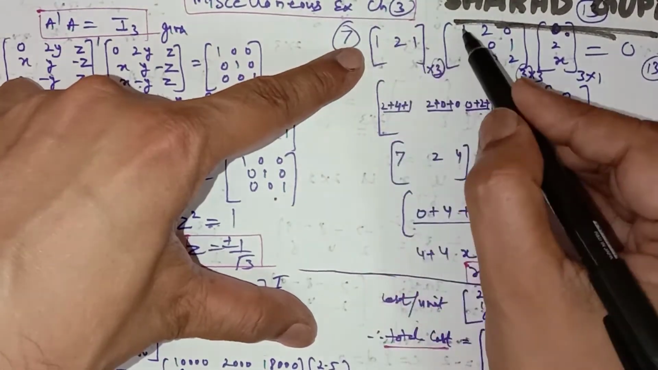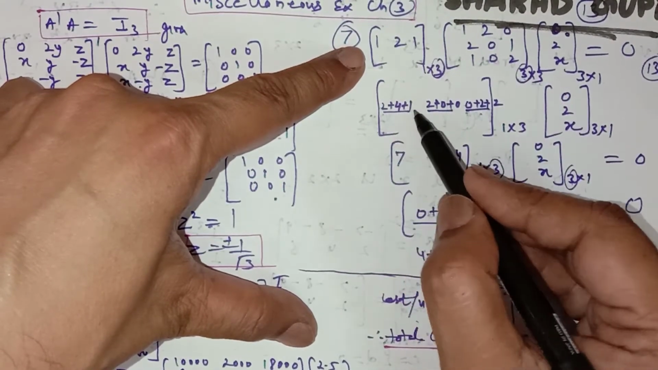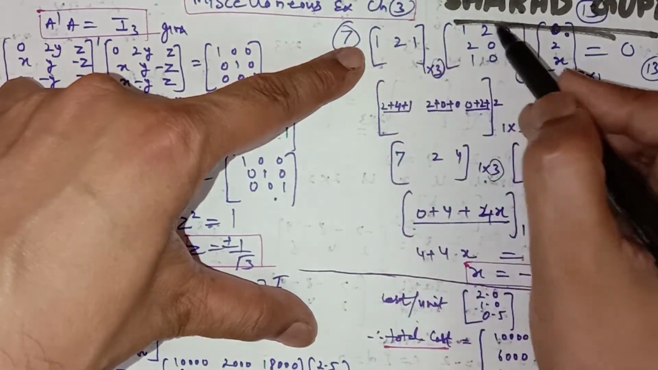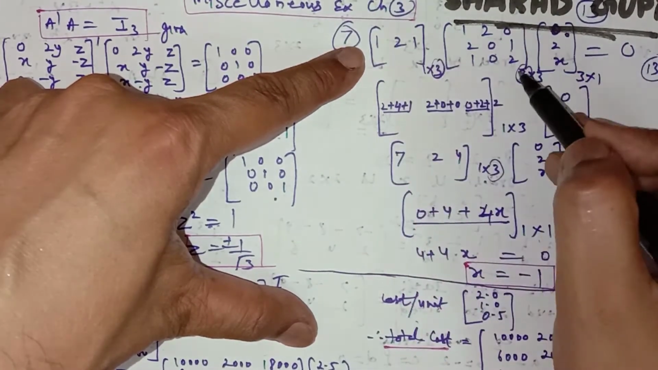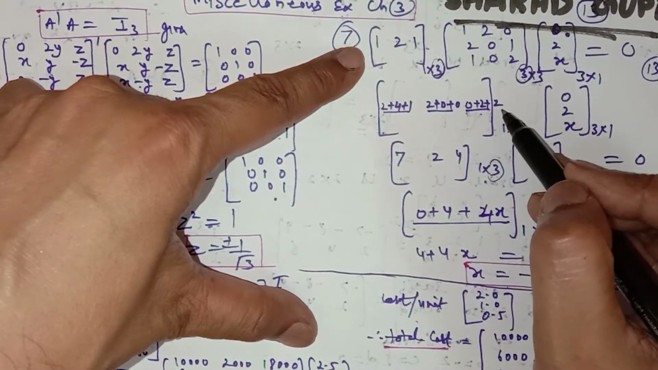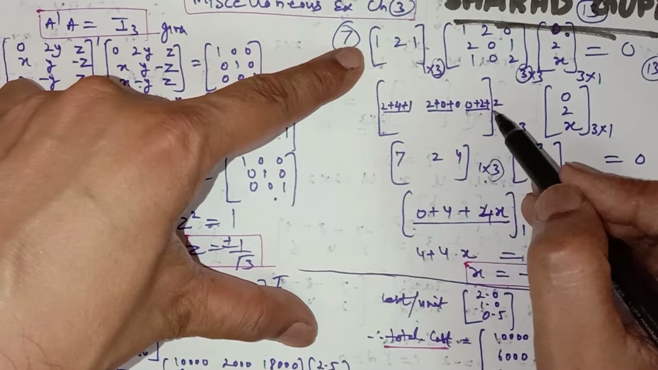First row with first column I'm getting 2 plus 4 plus 1, multiplying the first row with second column I'm getting 2 plus 0 plus 0, multiplying this row with third column I'm getting 0 plus 2 plus 2. So it is 7, 2 and 4.